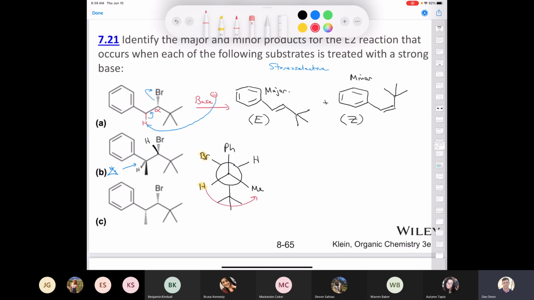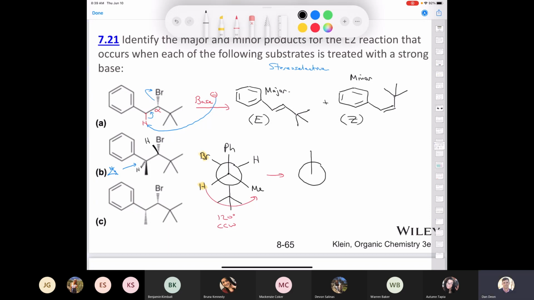counterclockwise 60 degrees. So that means that I have to rotate the methyl and the phenyl counterclockwise 60 degrees. So if I do that, or sorry, did I say 60? I meant 120 degrees. Anyhow, so I'm going to rotate it 120 degrees counterclockwise. And then what would I end up with? Well, let's draw it.